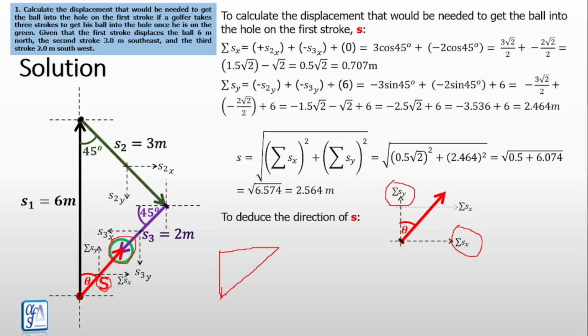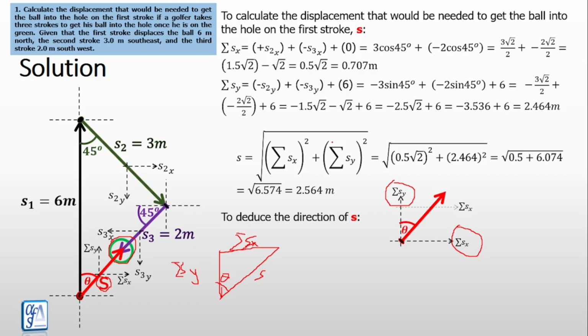where this is theta. Okay, so here is going to be summation S of y, and here is going to be summation S of x. And here is what? Our s. So Pythagoras rule, that's why we have this. So s now equals the square root of the sum of the squares of the summation s of y and summation s of x.